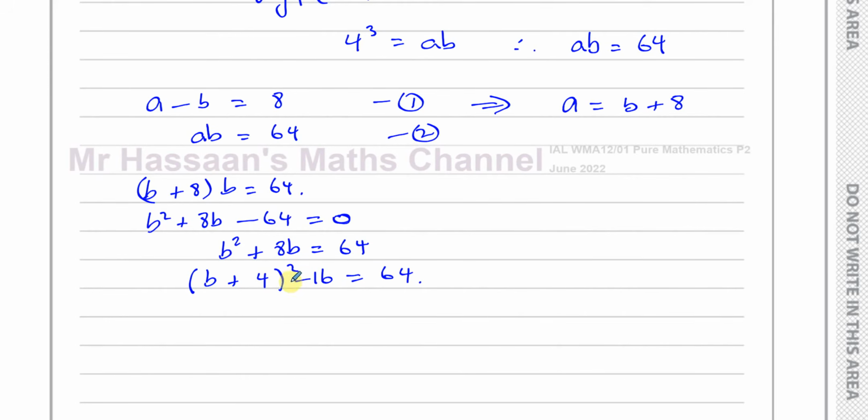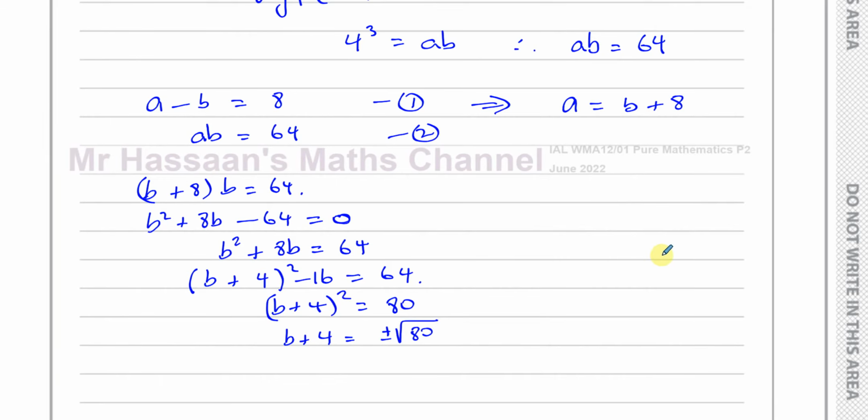If I expand this, I'm going to get b squared plus 8b plus 16 minus 16. They cancel, and you're left with b squared plus 8b. Now I can solve this because I've got this square bracket. I can add 16 to both sides. So I have b plus 4 squared is equal to 64 plus 16. That's 80. Okay, so now I can say b plus 4 is equal to positive or negative the square root of 80.